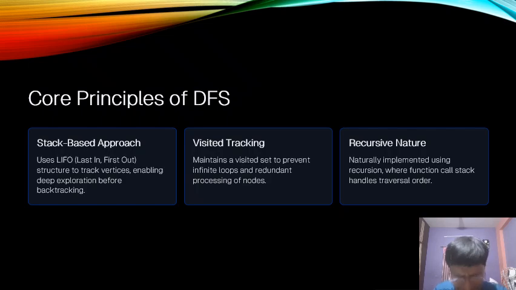For example, for internal record correction we keep our books, and the book which is kept last will be corrected first because it will be on the top. So a stack also has an element called top. We can access the elements using the top only. So these are the core principles of DFS. Next, let's go to the next slide.